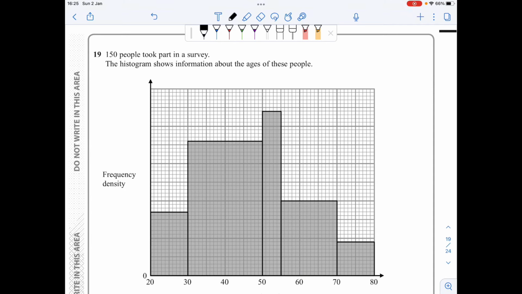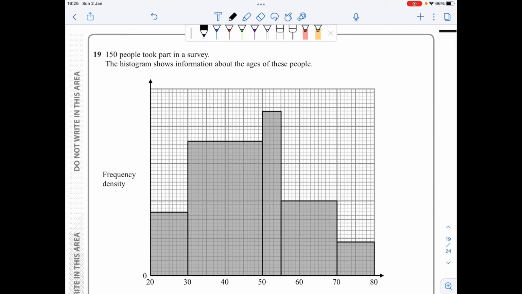In question 19, I'm given a histogram. I'm given that the total frequency is 150, and I need to know how many of those 150 are in the group between 50 and 55. Now I'm going to use the principle that area and frequency are proportional, meaning that the fraction of the area of this group compared to the rest is equal to the same fraction of the frequency of that group compared to the rest. So I'll start by scaling the y-axis.